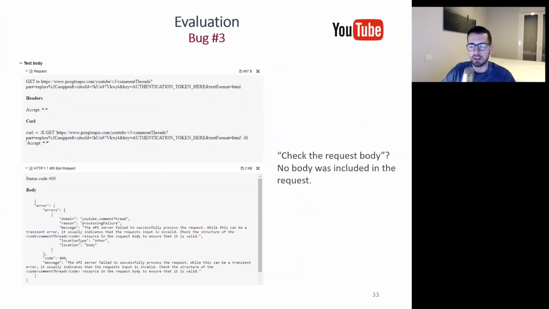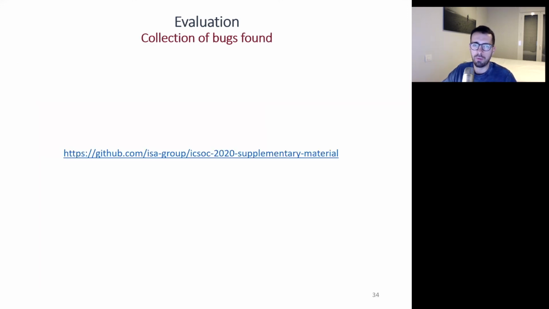This third bug comes from the YouTube Web API. We were testing the comment threads service, and we sent a GET request to this service, and we obtained a quite shocking error in the response. We obtained a 400 status code telling us to check the request body to ensure that it was valid, although no request body was included, so this bug becomes hard to debug. For a full collection of the bugs that we found with this technique, you can go to the supplementary material of the paper and check all of them.